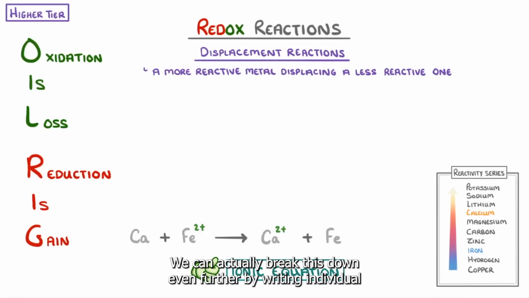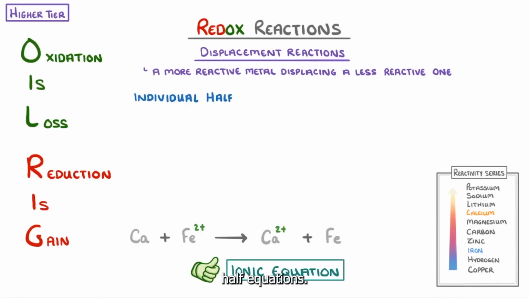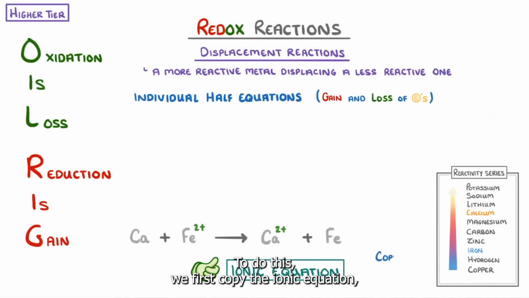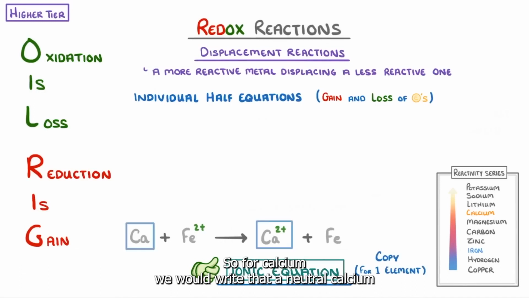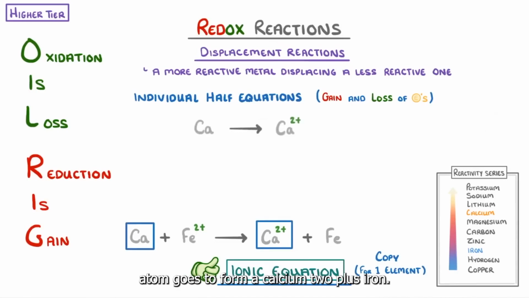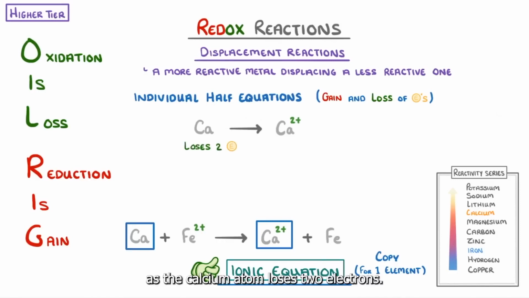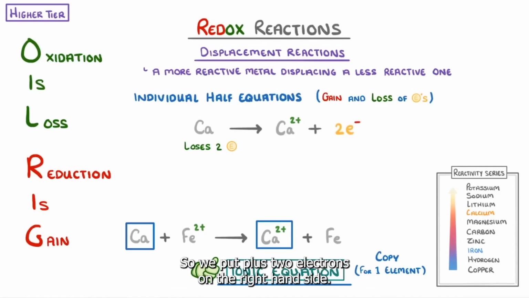We can actually break this down even further though, by writing individual half equations which show the gain and loss of electrons for each of the elements involved. To do this, we first copy the ionic equation, but only for one particular element. So for calcium, we would write that a neutral calcium atom goes to form a calcium 2+ ion. Next, we need to add our electrons to make the charges balance. As the calcium atom loses 2 electrons, we can think of the calcium ion as one product, and the 2 electrons as another product. So we put +2 electrons on the right-hand side.